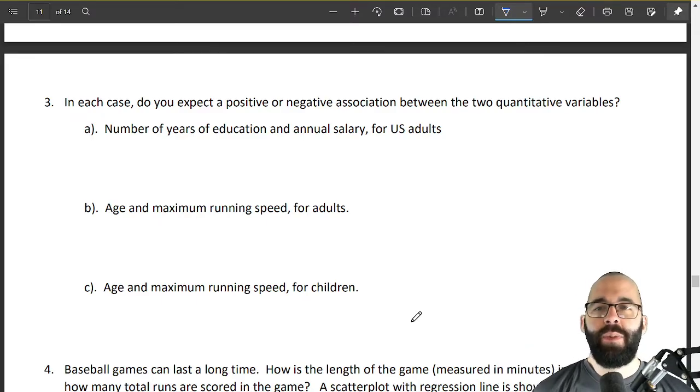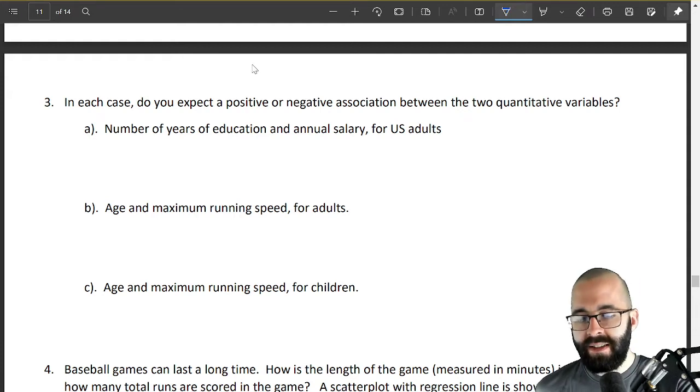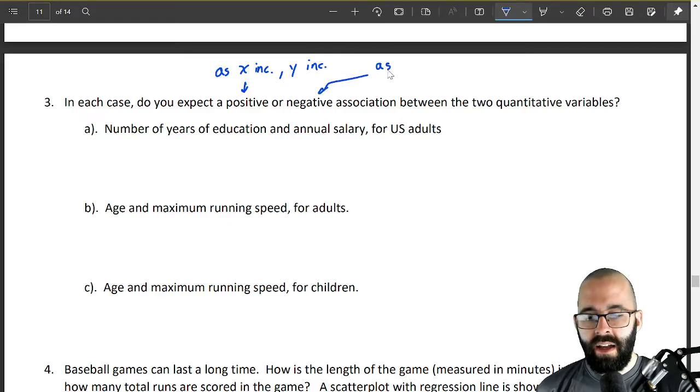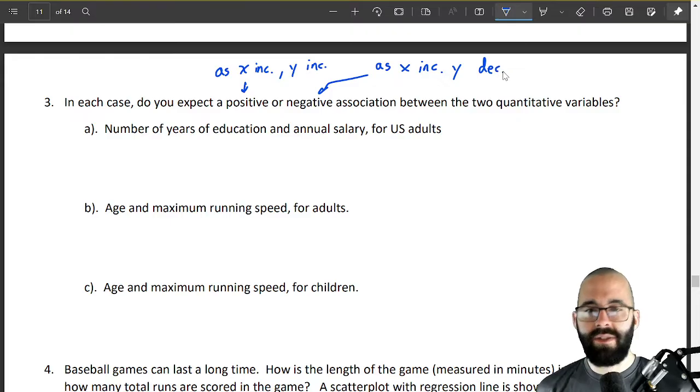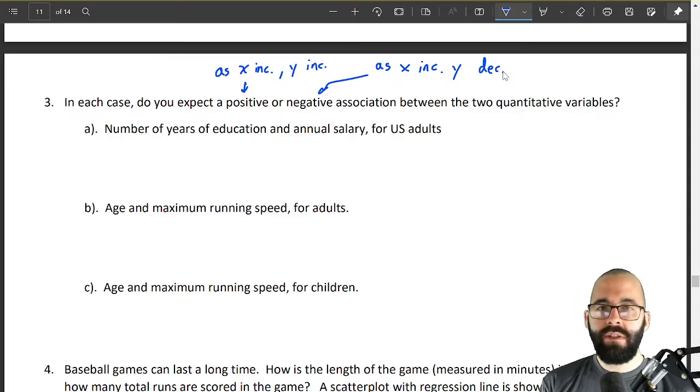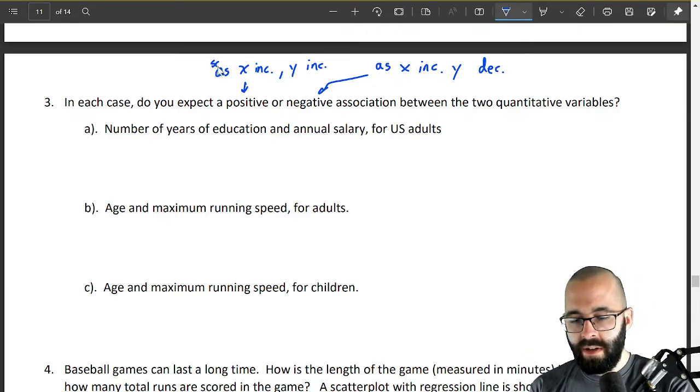In each case, do we expect positive or negative correlation between these 2 variables? Remember, positive means as x increases, y increases. Negative is as x increases, y decreases. So do they move in the same direction or opposite directions?